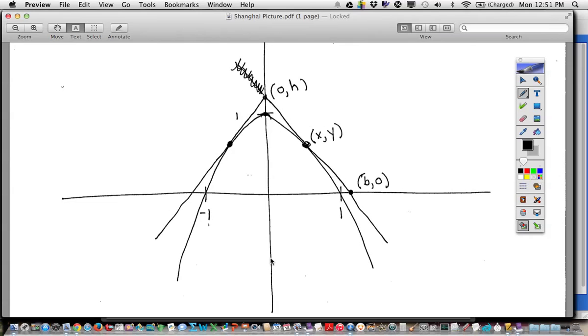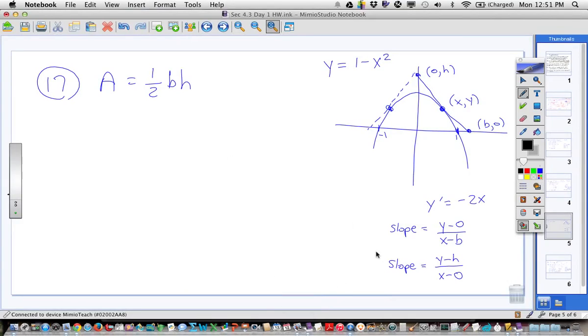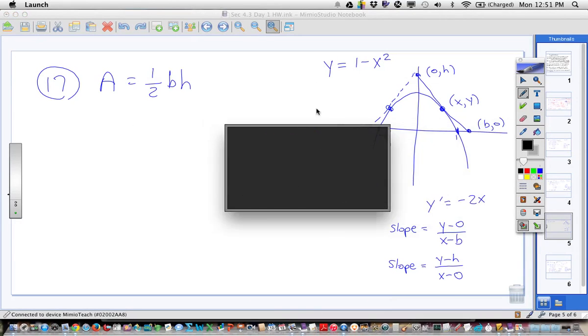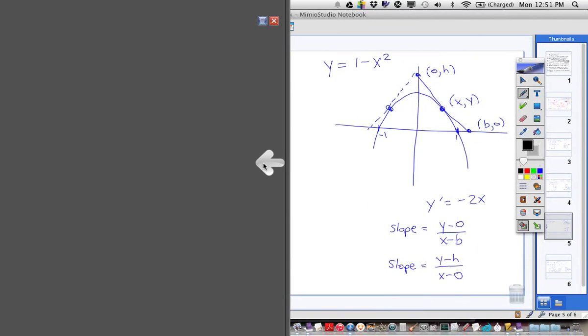Okay, so now let's back up a little bit, and let's get to our max-min question. So, step 1, identify what we're trying to maximize or minimize. The area of this snug triangle. So we need the formula for the area of that triangle.